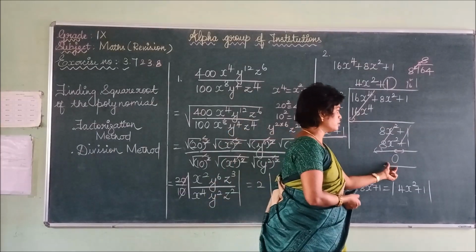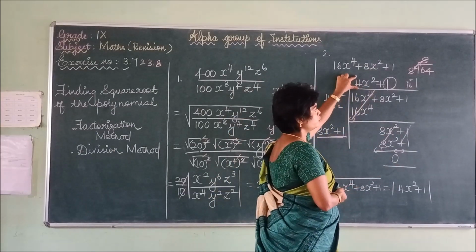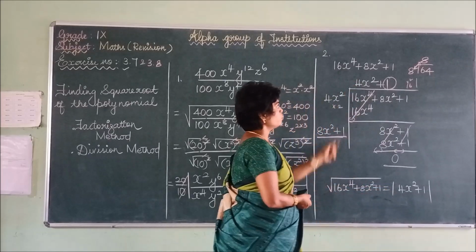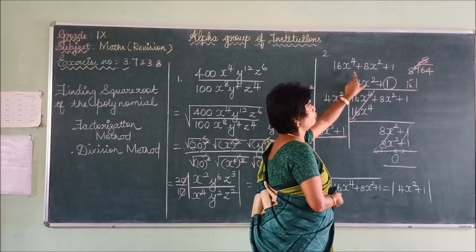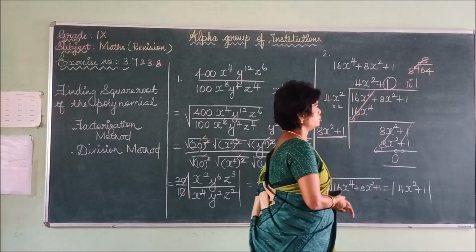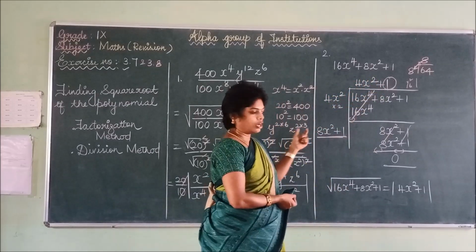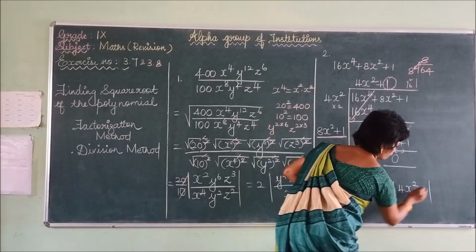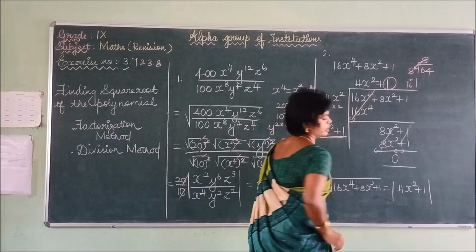Whenever you get remainder 0, the quotient is called the square root value. The square root for 16x power 4 plus 8x squared plus 1 is equal to, whenever you are taking square root, you have to put the answer with a modulus symbol. So the modulus of 4x squared plus 1.